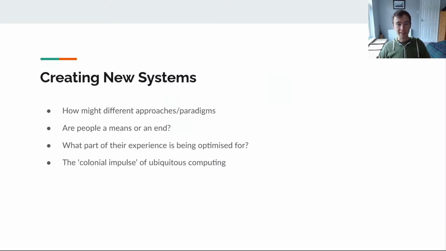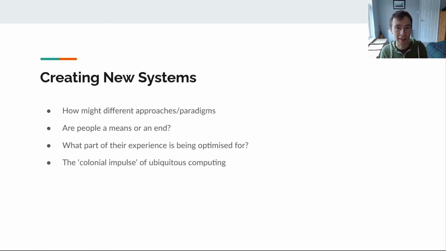When creating new systems, we might think about how different approaches, paradigms, and architectures upfront change the ways that we can show respect to people that use our systems, and maybe constrain the ways that we have to treat them and the ways that they have to interact with each other. Kind of really questioning whether these choices frame the people affected by a system as means or ends.